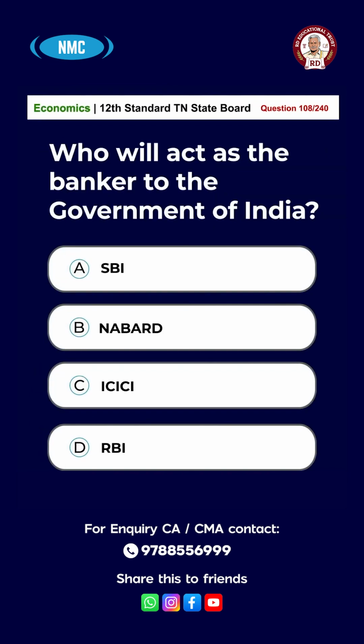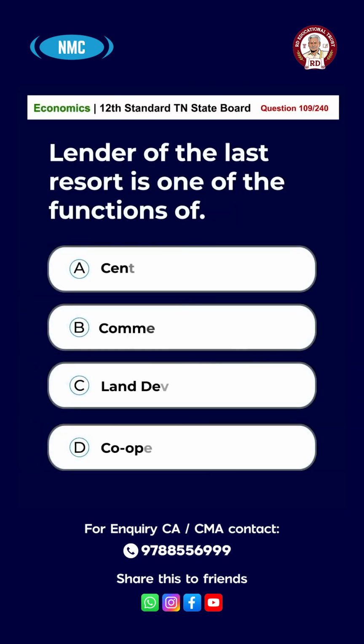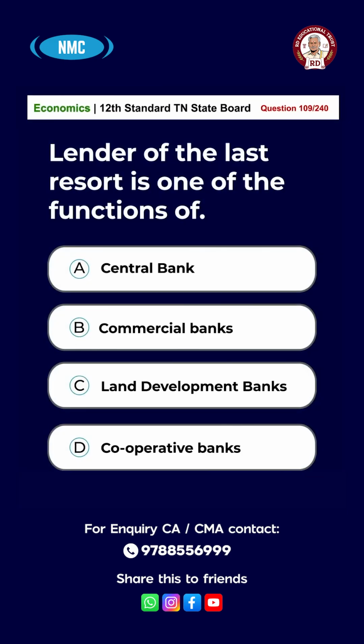Question number 108. Who will act as the banker to the Government of India? A. SBI, B. NABARD, C. ICICI, D. RBI. The answer is option D. RBI.